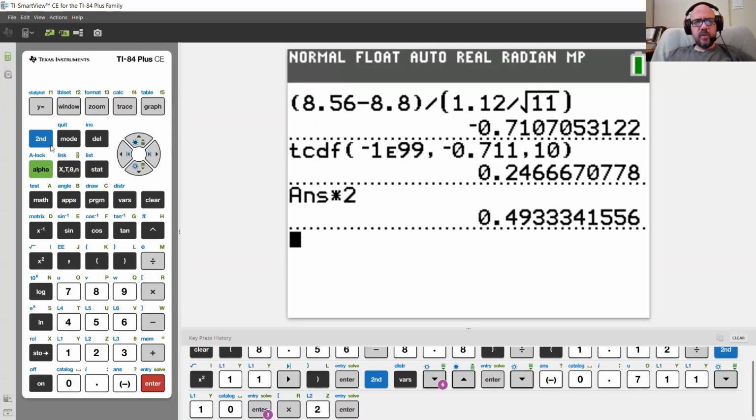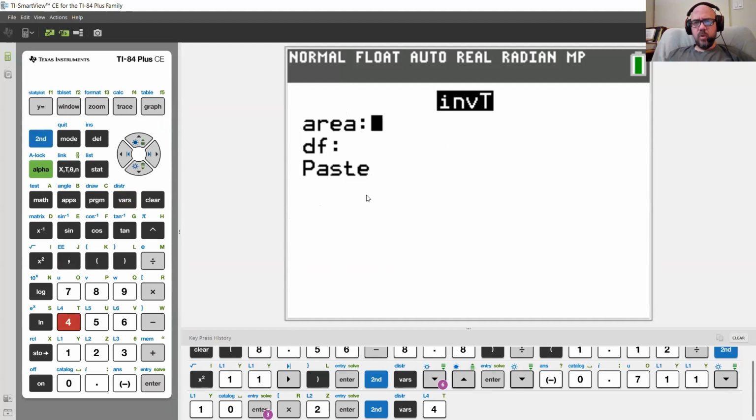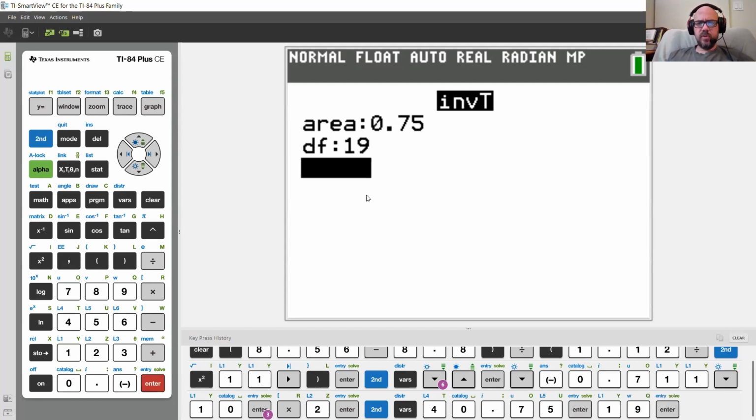So inverse t is found in the same place, it's in distributions. Inverse t is number 4 here, so 4. The area I want, it only does to the left. I don't know why. So if you remember from inverse norm, the VMware version of this calculator had left, right, center. I don't have that for inverse t. I don't know why, but if they don't have it, it means that they're going left. That left is your only option then. So the area to the left of the number we're looking for is 75%. And I said 19 degrees of freedom, I believe.